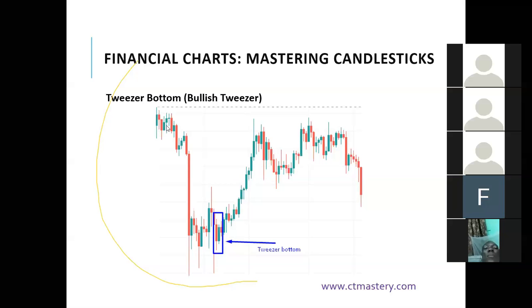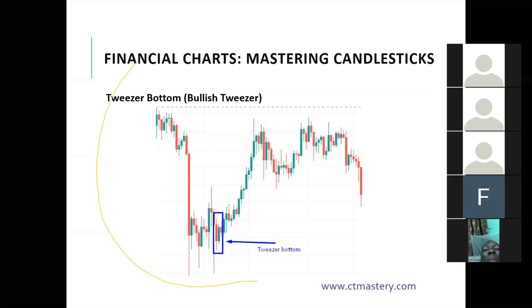So the same thing, this is a sample for the Tweezer bottom. The market is trending down, and we have a Tweezer here. And after the Tweezer, what happens? The market changes course and starts going up. So it's a strong entry for us if we are trading spots, and a good signal for us to take a long position if you're trading futures.